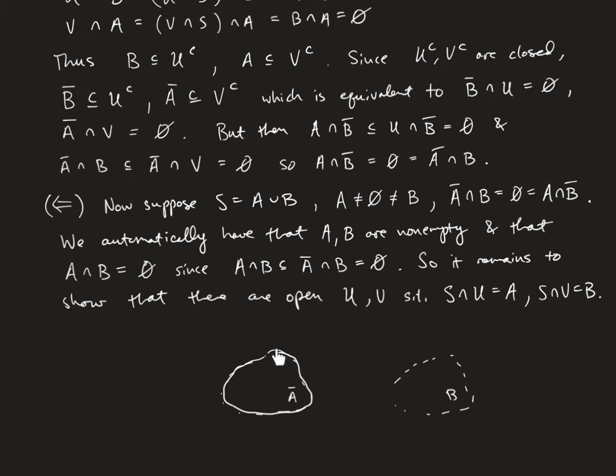Well, the closure of A is a closed set, so what I can do is look at the complement. And so this complement must actually contain B, right? So the complement of A closure is going to be my open set, which when intersected with S gives me the set B. And then similarly, when we take B closure and just leave A as itself, B closure's complement is going to contain A. And so those are going to be our open sets. It's just going to be the complements of the closures of each of the sets.